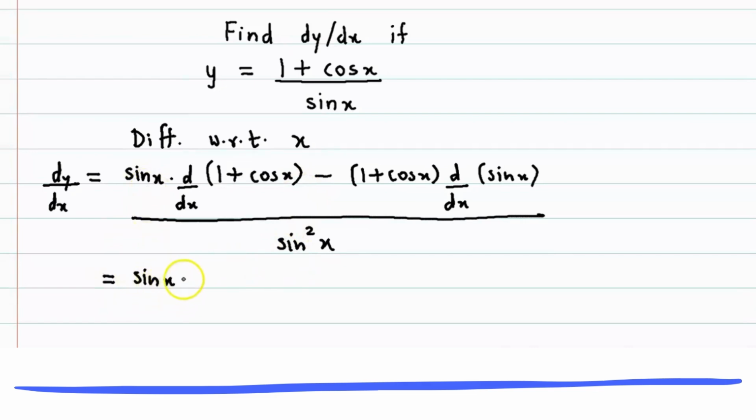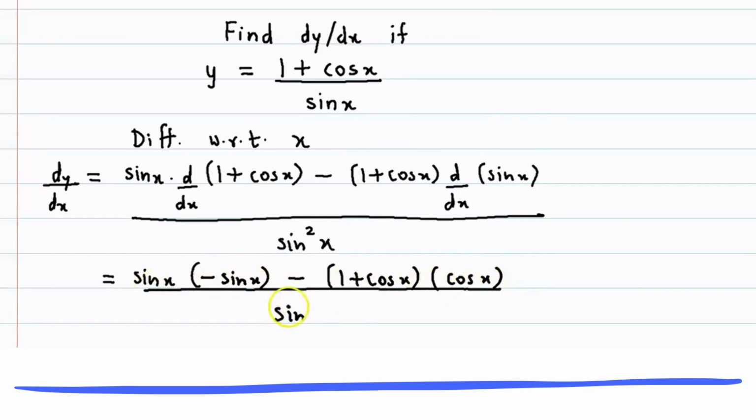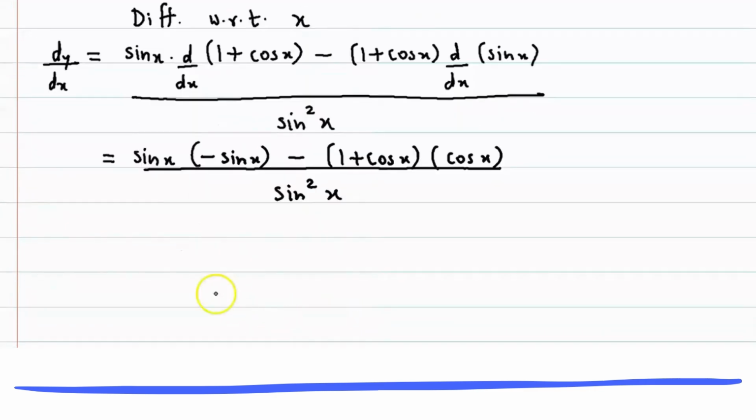Now sin x remains as it is, into derivative of 1 is 0 and derivative of cos x is negative sin x. So this will be sin x into negative sin x minus (1 plus cos x) into derivative of sin x, which is cos x, the whole thing divided by sin square x. Now if we simplify this further, sin x into negative sin x is negative sin square x. And now we multiply these two terms, cos x into 1 is cos x and the negative sign here, so that is minus cos x. Cos x into cos x is cos square x and the negative sign here, so that is minus cos square x, divided by sin square x.